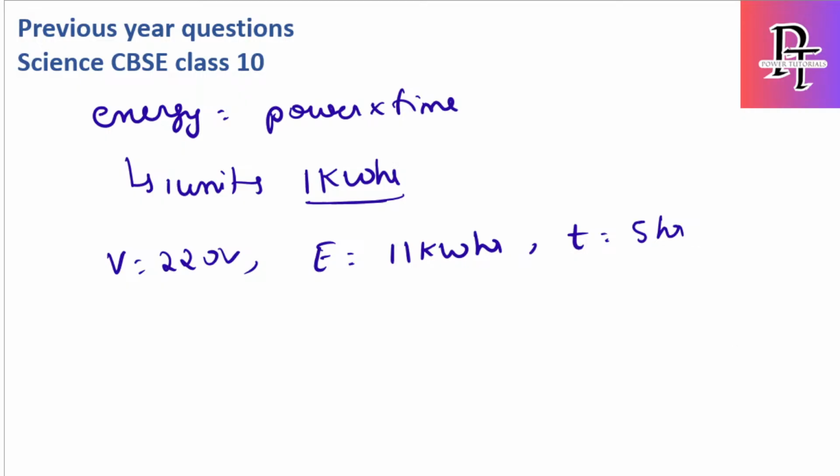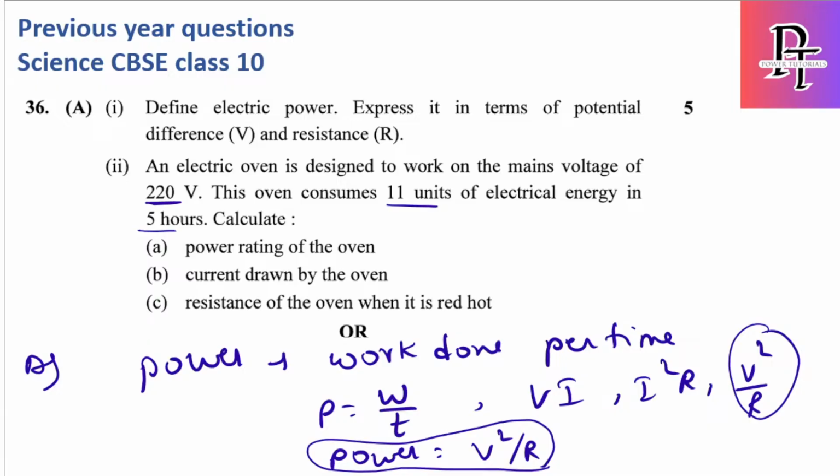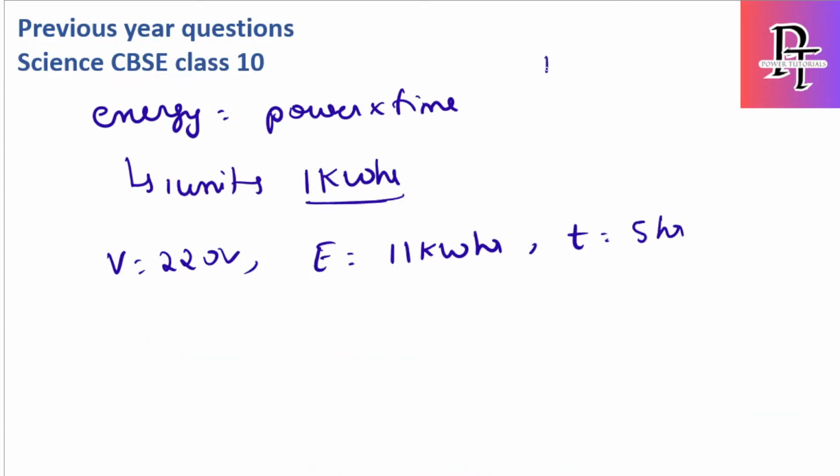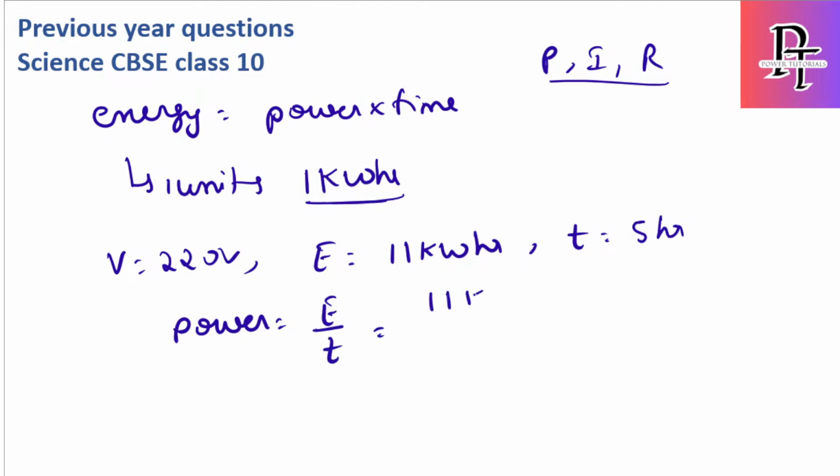The first one is the power rating of the oven, current and resistance. So we need three: power, current and resistance. For the power, what is the formula? Power is equal to energy by time. So what is the energy they have mentioned? 11 kilowatt hours, divided by the time mentioned, 5 hours. So the hours cancel. It is simple. 11 by 5 kilowatt is the power value.